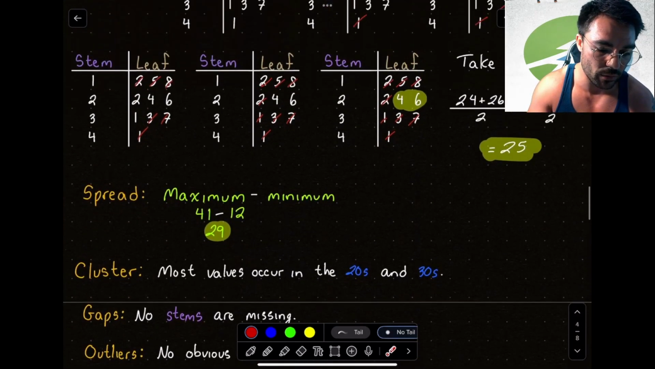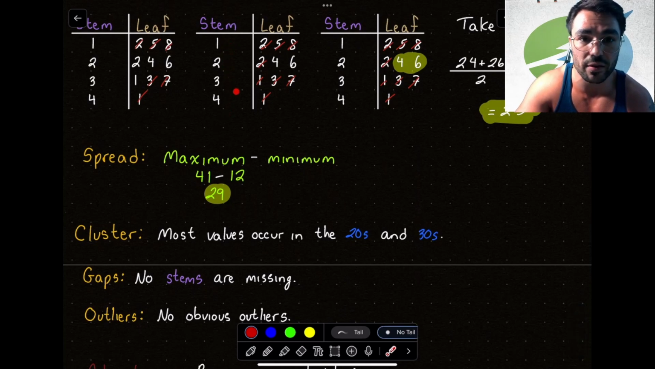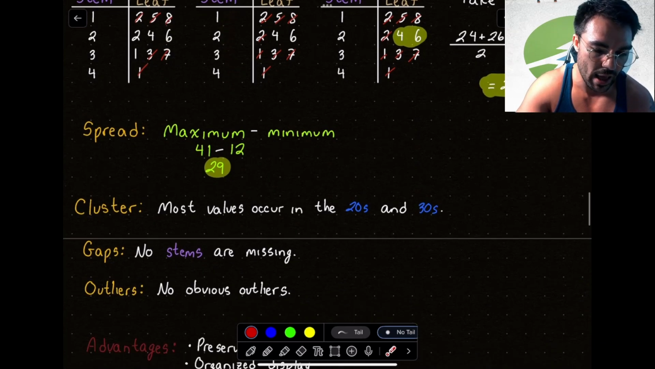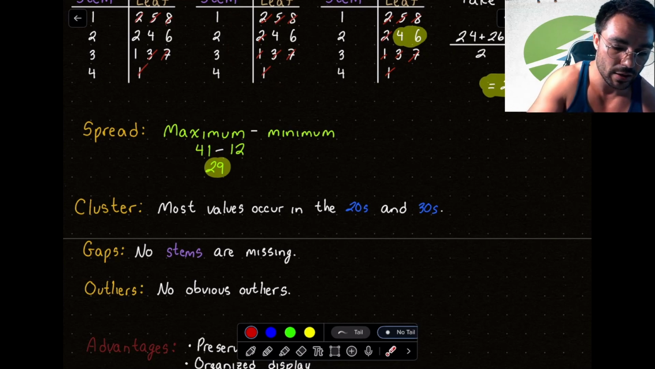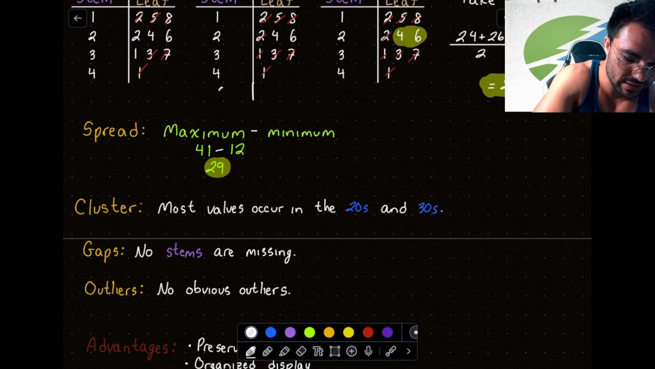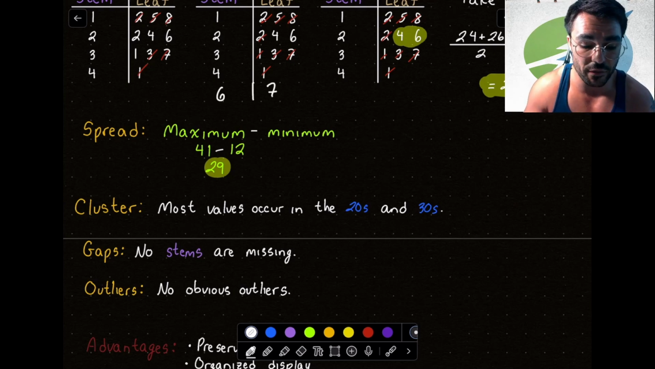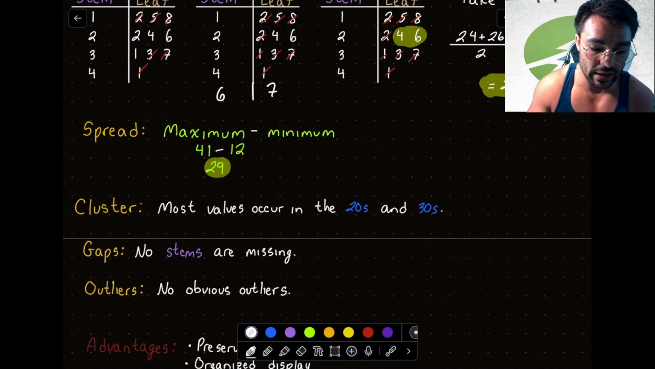Gaps. So gaps, we check to see if there's any gaps, if any stems are missing. 1, 2, 3, 4. There's nothing missing here. We have no gaps. And likewise, there's no obvious outliers. Say we had, just going to draw it over here, say we had the value of 6 and 7, which would be 67. There'd be nothing in the 50s. So that would create a gap in our 50s and have 67 as our outlier. Let's erase that.